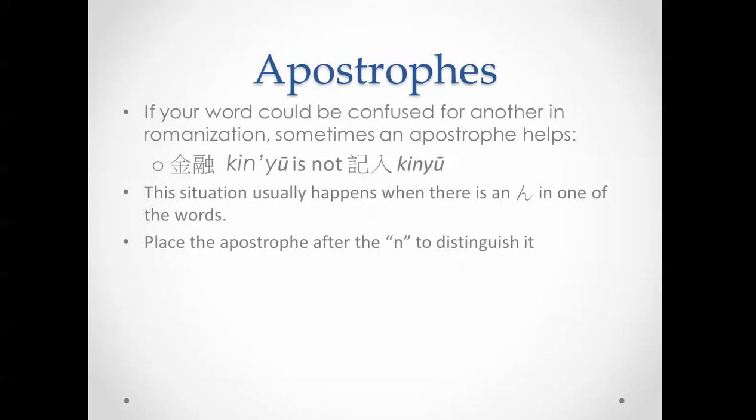What about apostrophes? Once in a while you'll see an apostrophe in romanization. It's not too common in Japanese, but it does show up. If your word could be confused for another word in romanization, sometimes an apostrophe is appropriate. So for example, we have this word kin-yu, and that's certainly not the same as this word ki-nyu. You see the difference? This is kin-yu. This is ki-nyu. If we didn't have an apostrophe there, the two words would look identical in romanization.